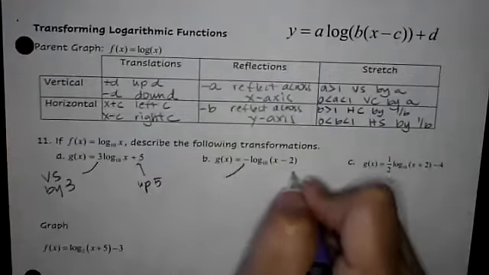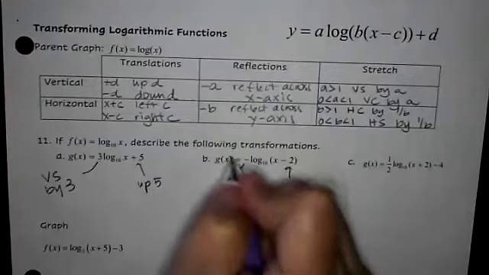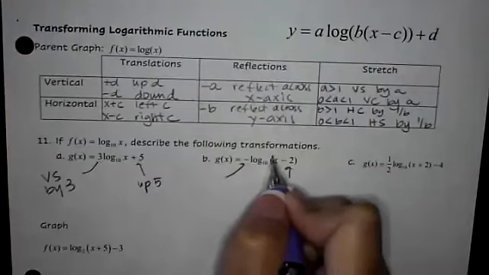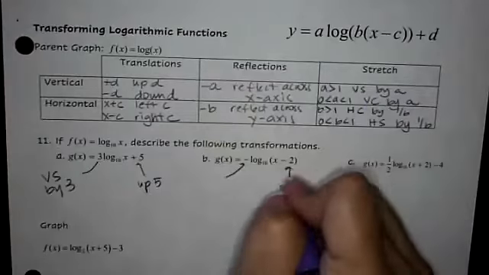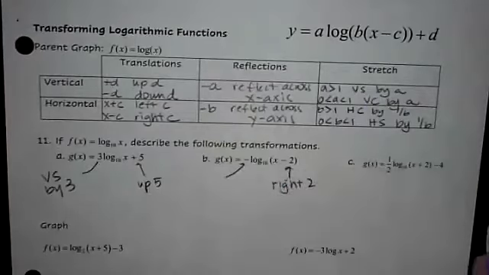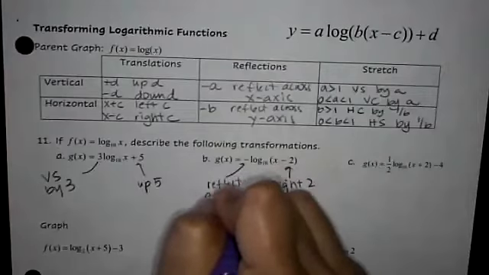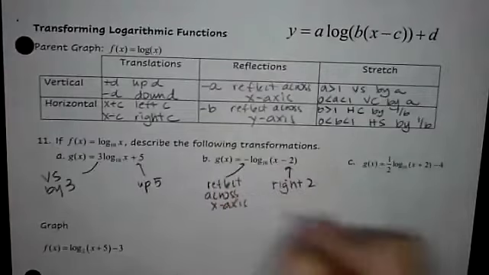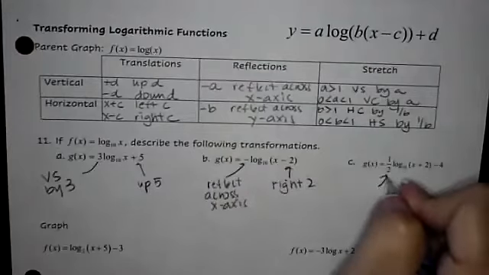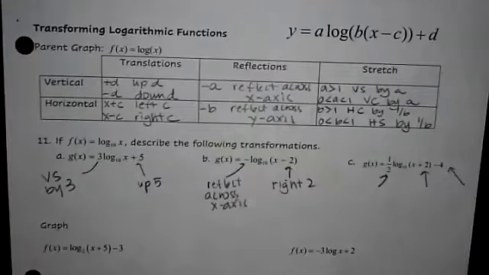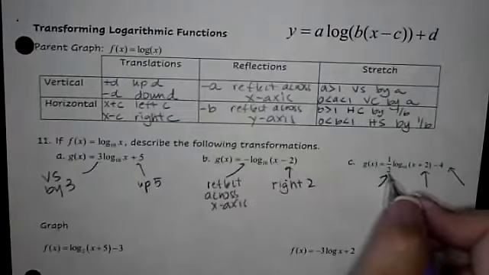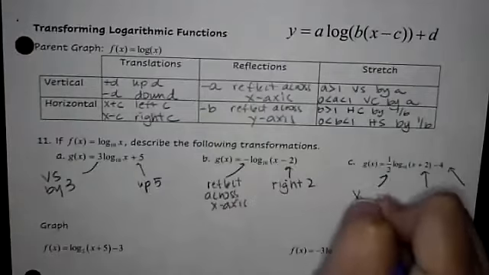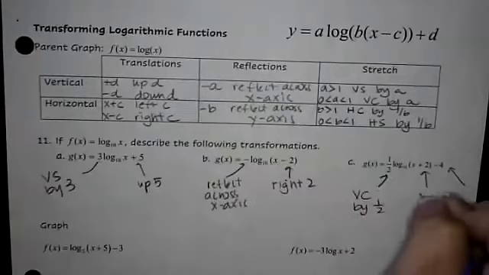In this case, we have a negative here, and then we've got the 2 there. This is inside of the parentheses, so this is part of the argument. So that's our c value. So this is going to go to the right 2, and then this one's going to be a reflection across the x. And then for our last one here, we've got 1, 2, and 3 transformations. The 1/2 that we're multiplying by, that's our a value. Since that is between 0 and 1, that would be a vertical compression by 1/2. This is to the left 2, and then down 4.